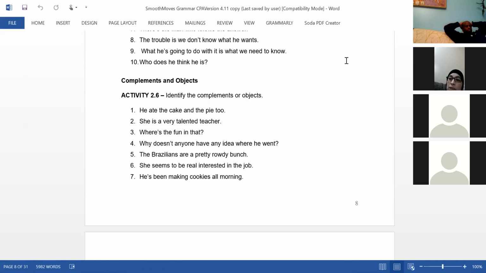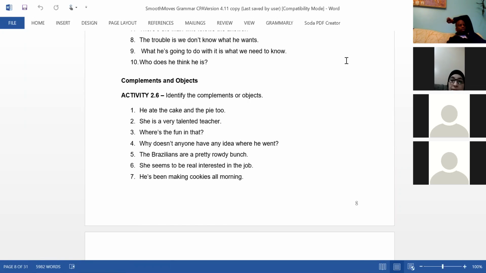Number 12. Problem. Why is it a problem, Ruba? First of all, it's a compliment. Okay, is that correct? Yes. Why? Because of "is." When you see any linking verb, it's going to be a compliment.